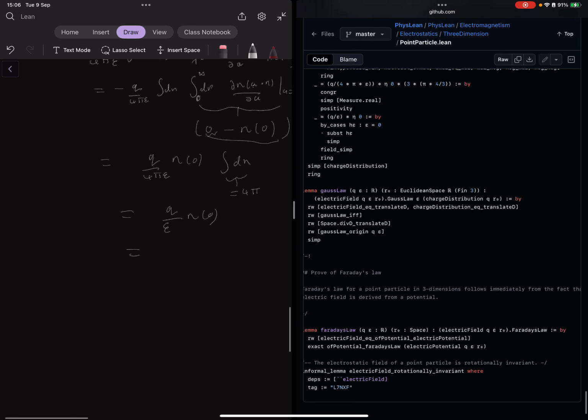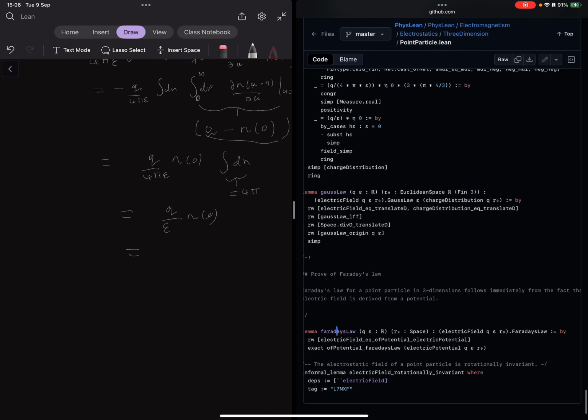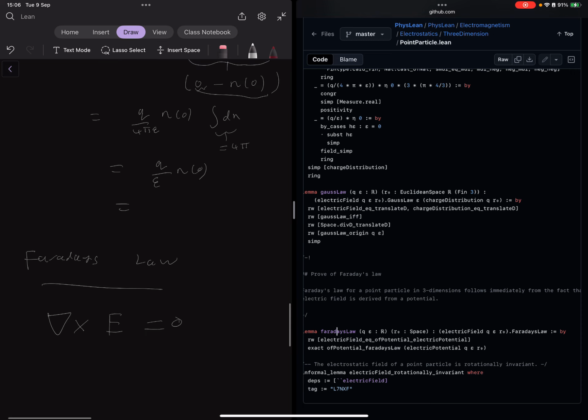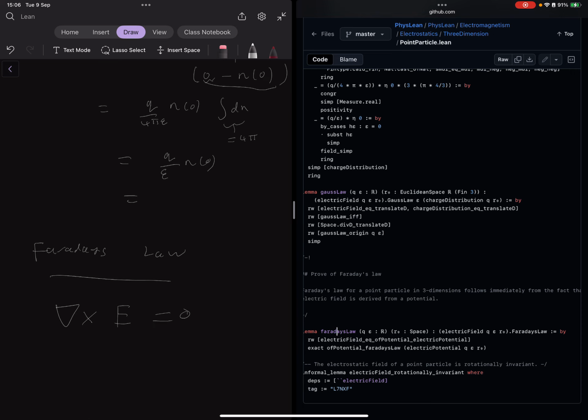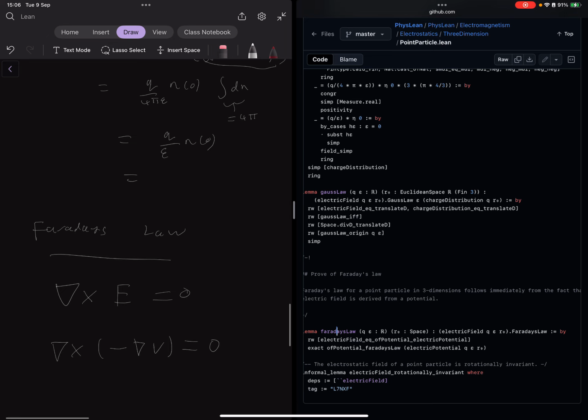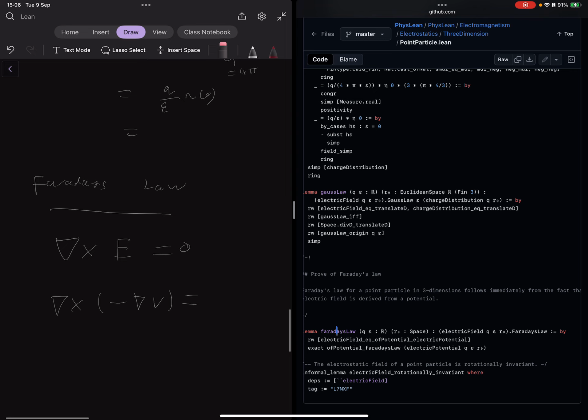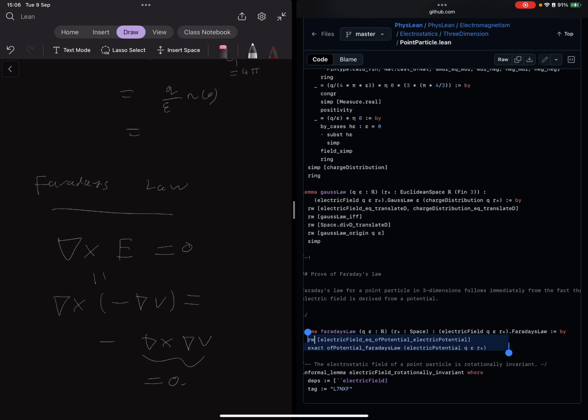And let me quickly talk about Faraday's law, which is obviously this thing here. In PhysLean, Faraday's law is really simple to prove, given what we've already proved, because it basically says that the curl of the electric field is equal to 0. But because we've already shown that this electric field is equal to the negative of the gradient of the potential, this is equal to this thing here, and then this is equal to this thing here. And there is a general result that a curl of a gradient is equal to 0, and that proves Faraday's law. And this is, in PhysLean, a two-line proof.